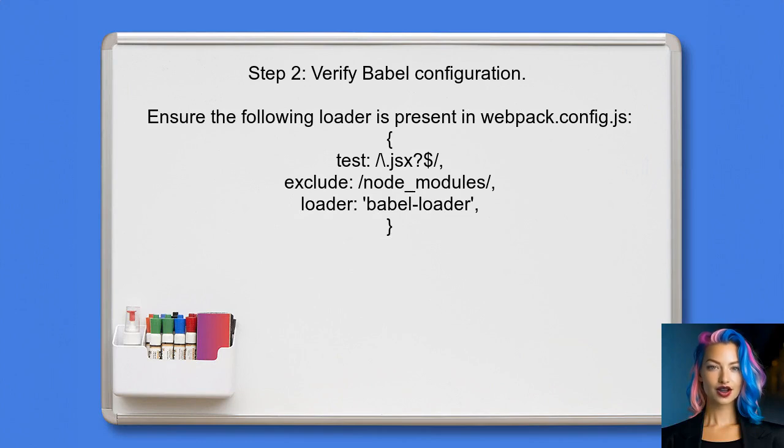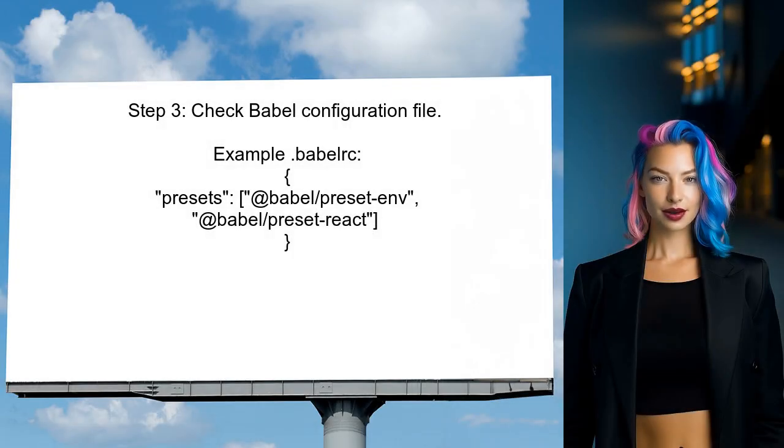Next, the user should ensure that the JSX syntax is being properly transformed. This requires Babel to be configured correctly in the Webpack configuration file. The user should also check their Babel configuration file, typically named .babelrc. It should include presets for React and ES6. If this file is missing or misconfigured, it can lead to syntax errors.